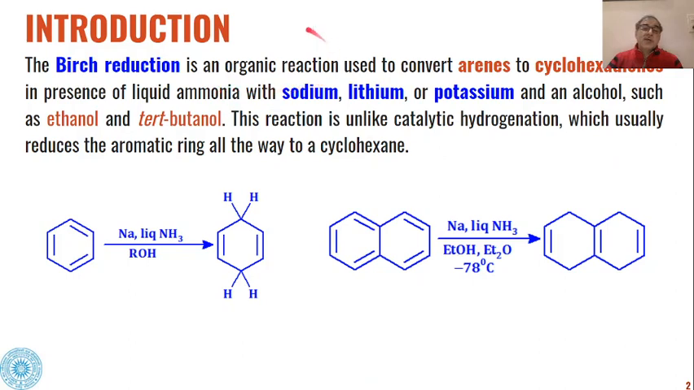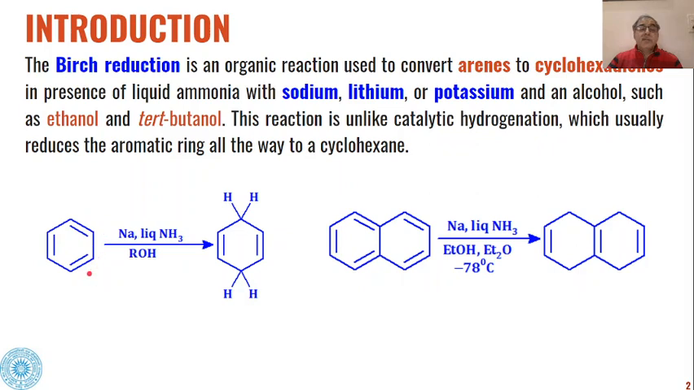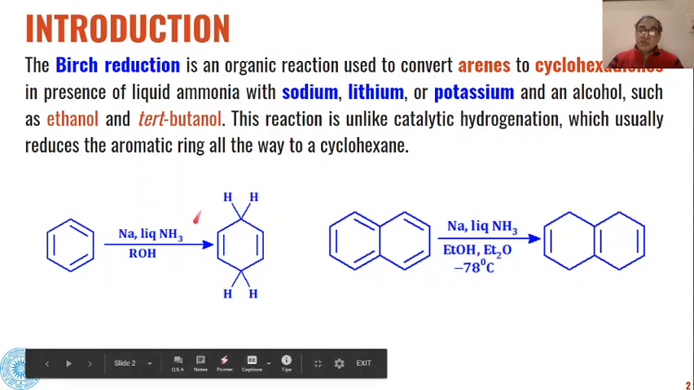Birch reduction is basically a reaction wherein the aromatic compounds are converted into hexadienes. For example, if we are having benzene, then in presence of sodium metal or lithium metal or potassium metal, in presence of an alcohol, using liquid ammonia as solvent, it can be converted into these types of 1,4-cyclohexadienes.